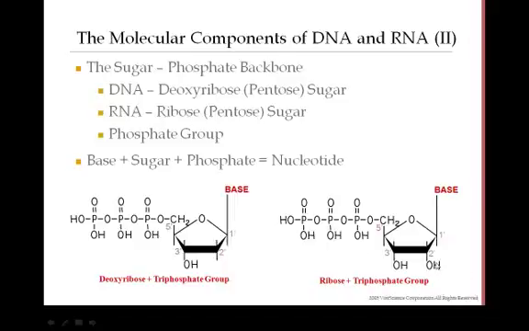In addition to the sugar backbone, there's also a triphosphate group that's part of both the DNA and RNA nucleotides, as well as this base group. And so together the base, the sugar, and the phosphate equals a nucleotide.